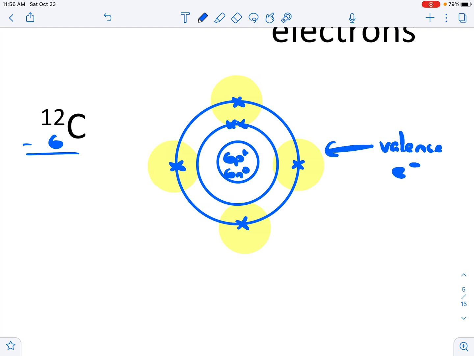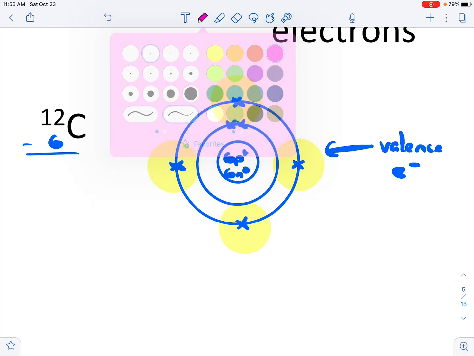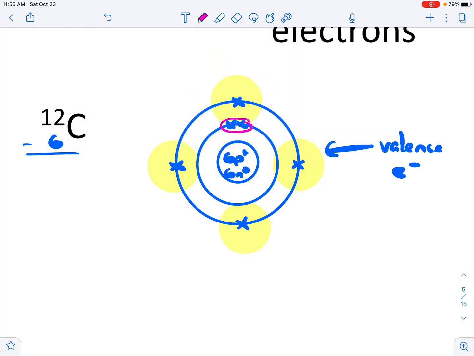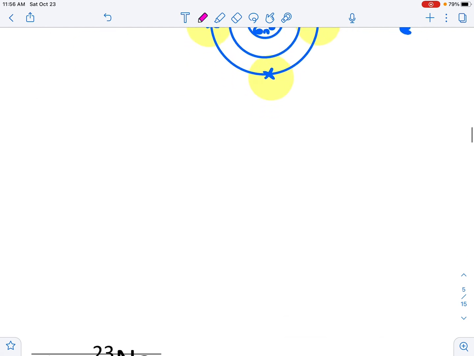These 2 in the middle here, I'm going to circle them in a different color. These 2 right here are not valence electrons. They would be considered core electrons. All right. So let's do one more example.